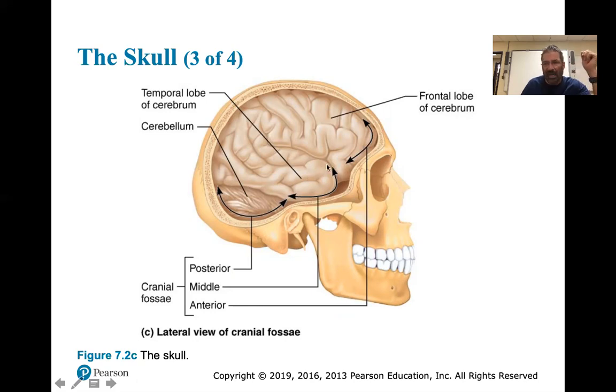Temporal means time. They named that because men, as they are 40 or older, that area starts graying. So with time, that grays, and they call it the temporal lobe. So just get oriented: anterior, posterior, and a general idea of what's going on. There'll be sulci in here, and realize too, there's going to be cerebrospinal fluid floating all around in here.